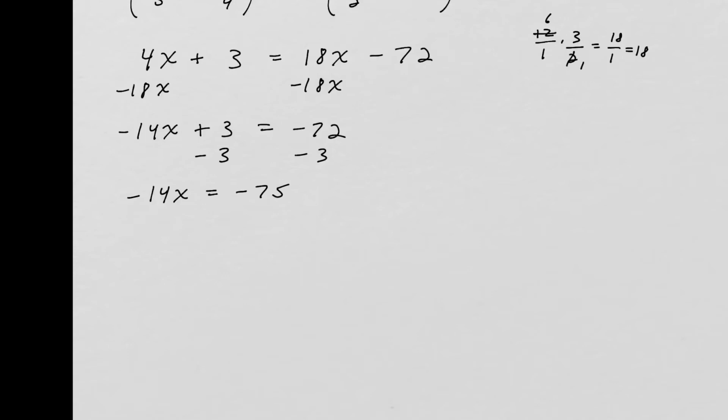And then finally, to get 1x, or x by itself, since it's being multiplied by negative 14, I need to divide by negative 14. That'll cancel, and I'll get what I want, x. Well, a negative divided by negative is positive. I can't really simplify 75 over 14. There are no factors that'll go into it. So my answer is just going to be 75 14ths, but positive, because negative divided by negative is positive. So that would be the answer.